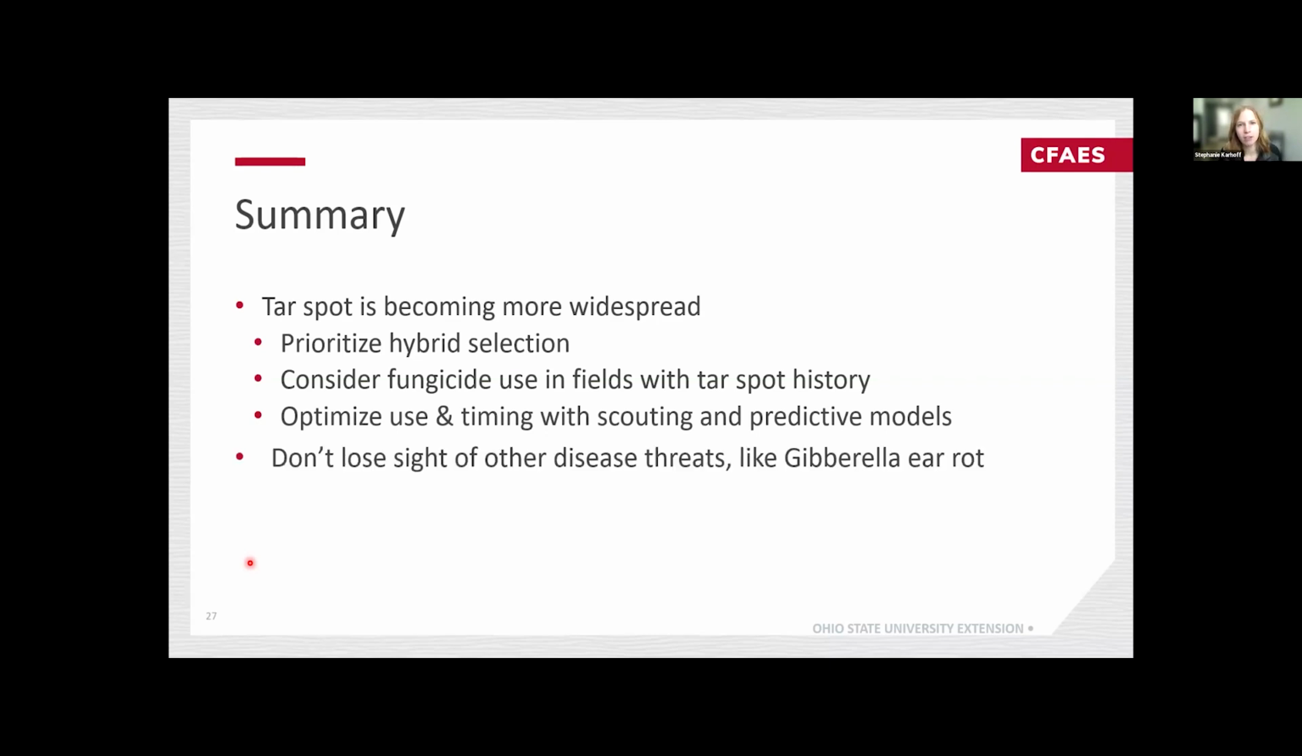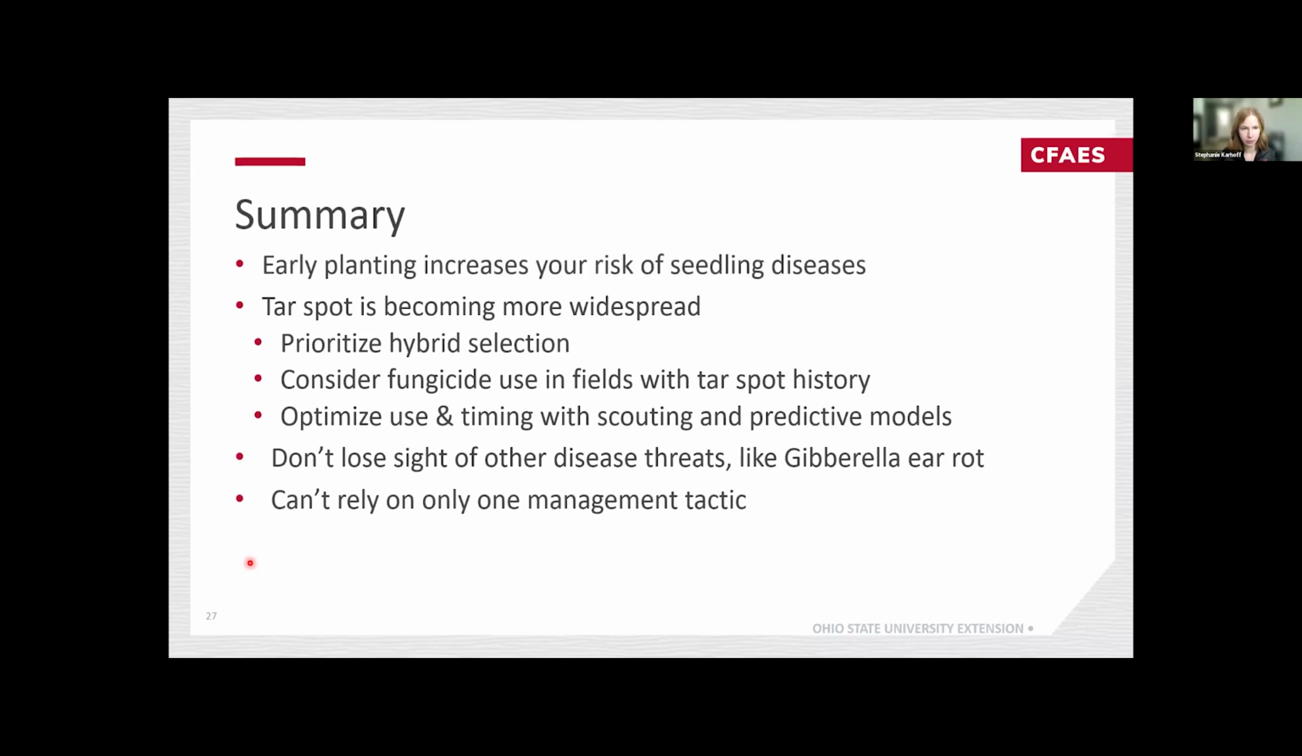But don't lose sight of those other disease threats, especially gibberella ear rot. You know, that can cause hits on our yield, but also grain quality and being able to market that grain at the end of this season. And then, of course, not relying on just one management tactic. So thinking about seed treatment, fungicide, hybrid selection, crop rotation, different ways that we can manage for those diseases in the field.